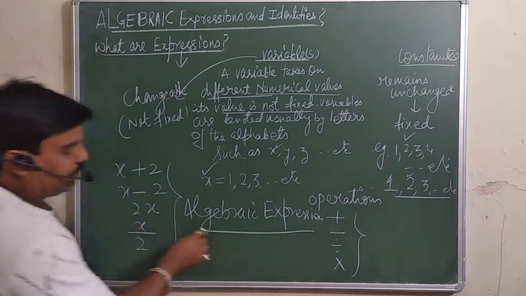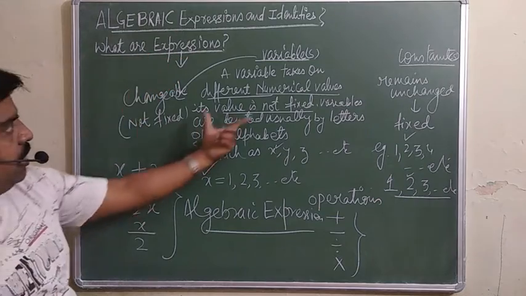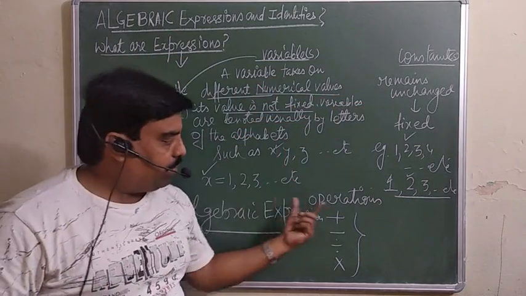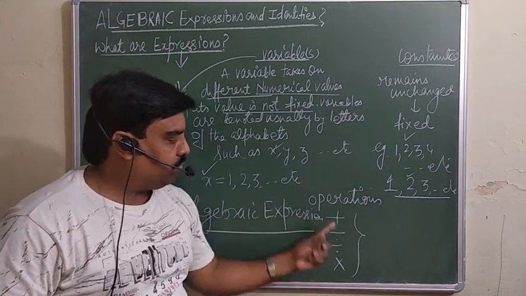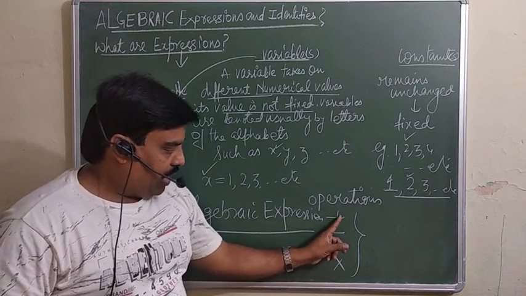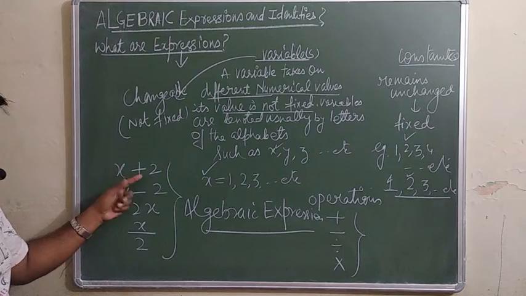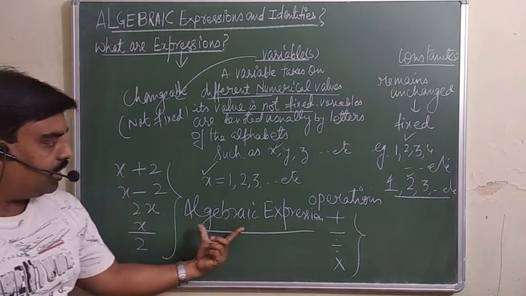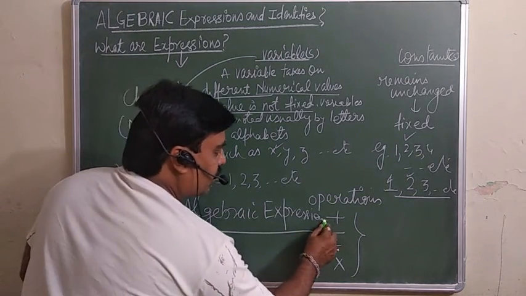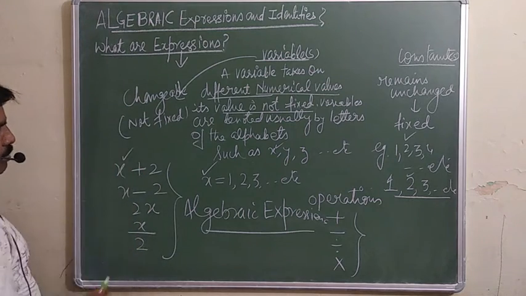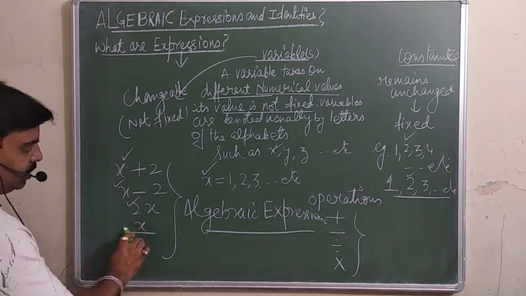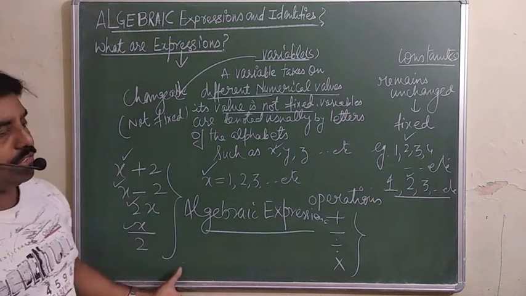So algebraic expressions means variable and constant, if you do any one of the operations, either add, subtract, divide or multiply, then this variable and constant are changed into an algebraic expression. This is an algebraic expression. These all are algebraic expressions. Have a look.